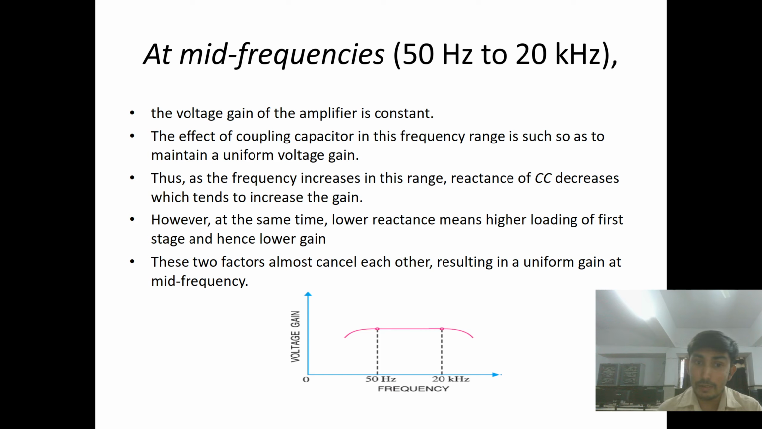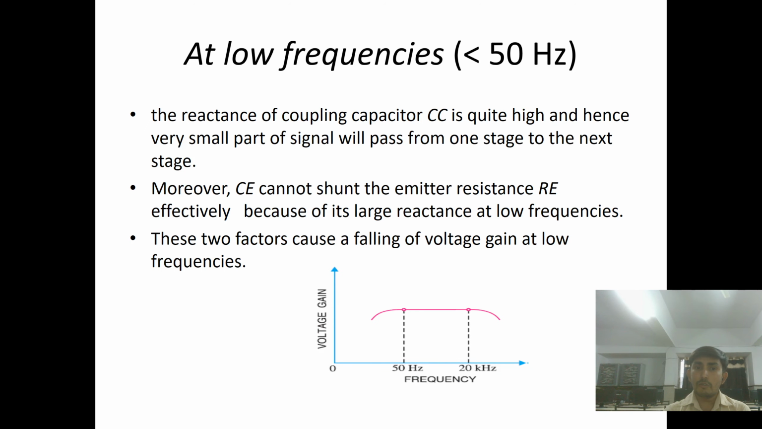So due to the one case, the gain will increase. Due to the other case, the gain will reduce. Therefore, these two factors almost cancel each other, resulting in a uniform gain at the mid frequency. So this is about the frequency response of the RC coupled amplifier.